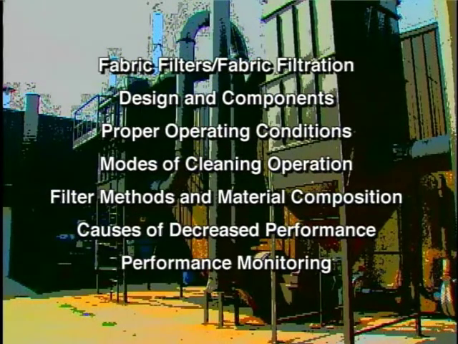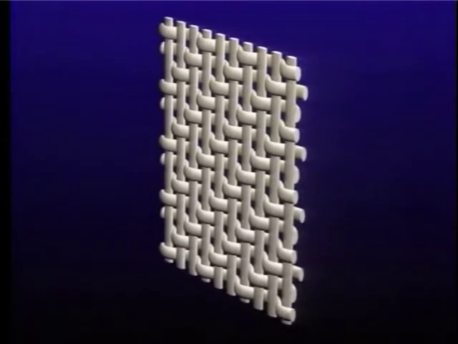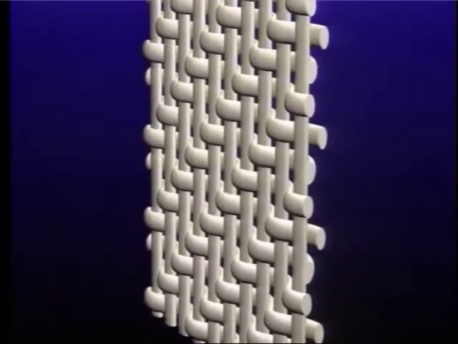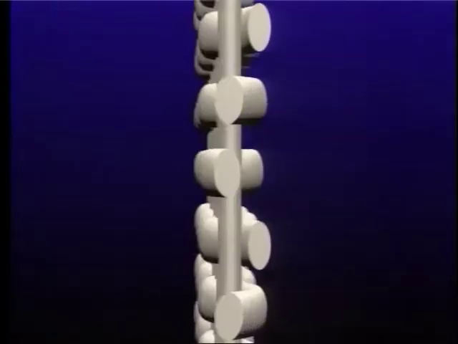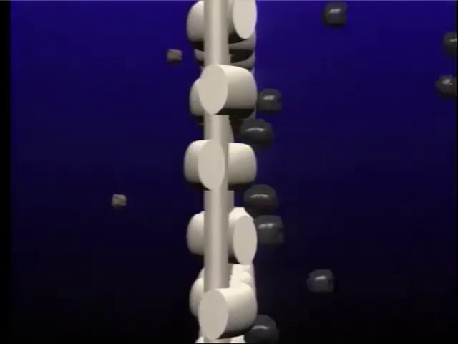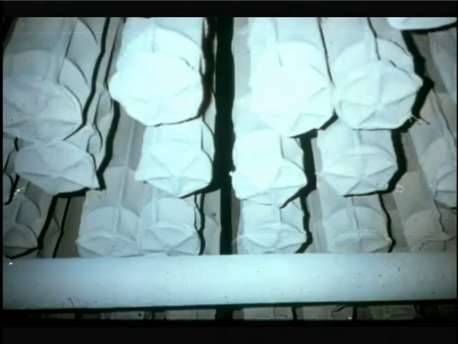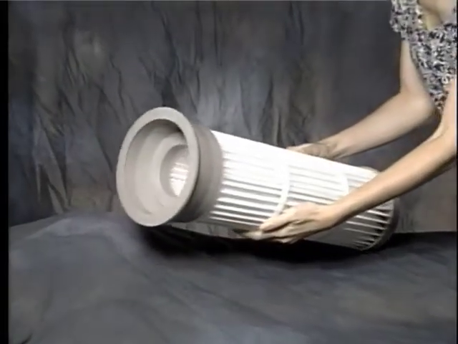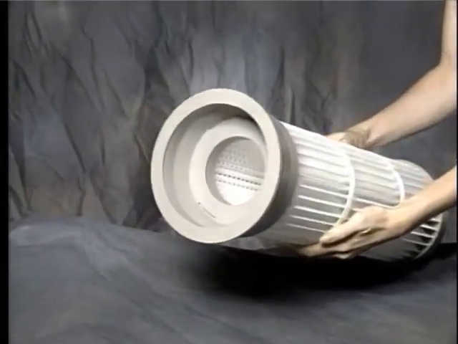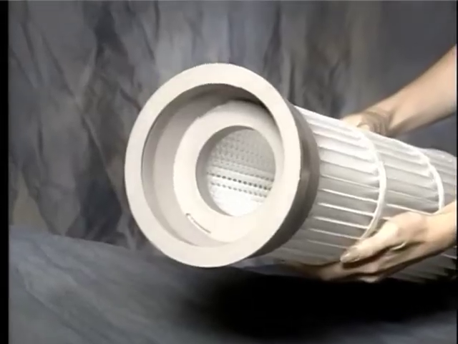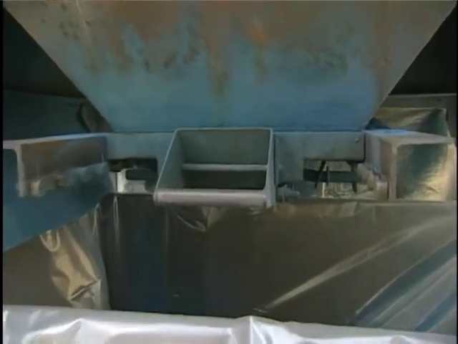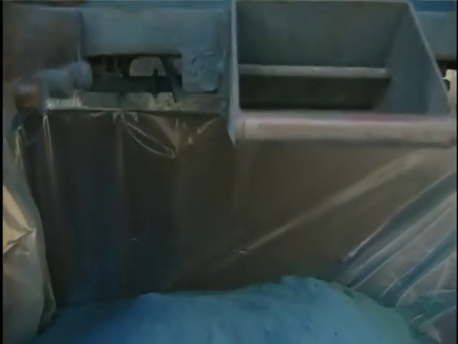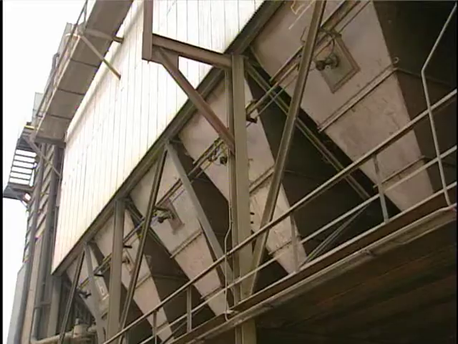Performance monitoring. In filtration processes, particles are removed from the contaminated gas stream by depositing them on filter material. The filter is usually in the form of cylindrical fabric bags, hence the names fabric filter or bag house, but it may be in the form of cartridges that are constructed of fabric, sintered metal, or porous ceramic. In general, fabric filters are capable of collection efficiencies greater than 99%.